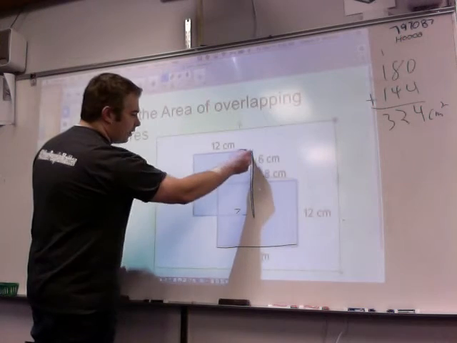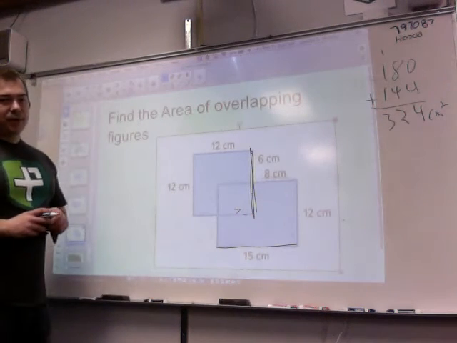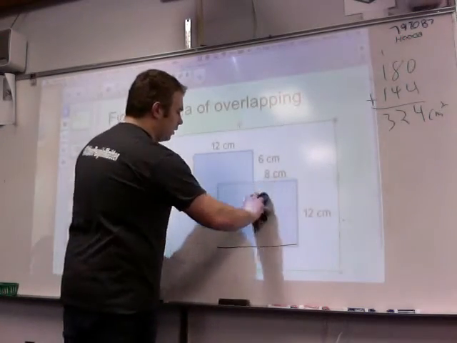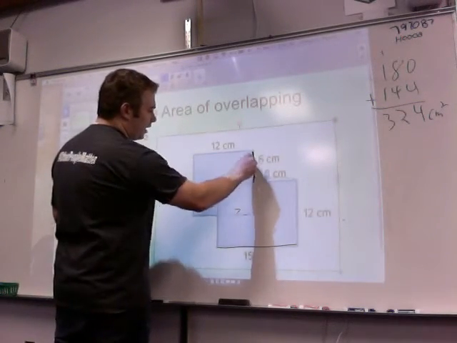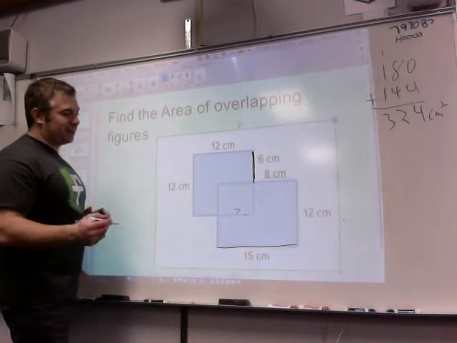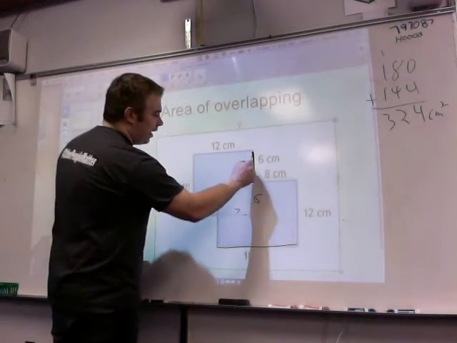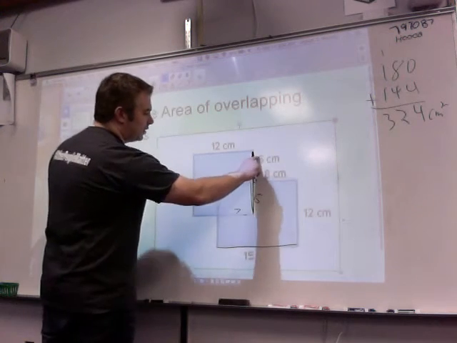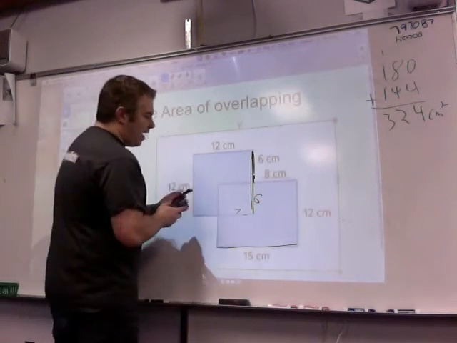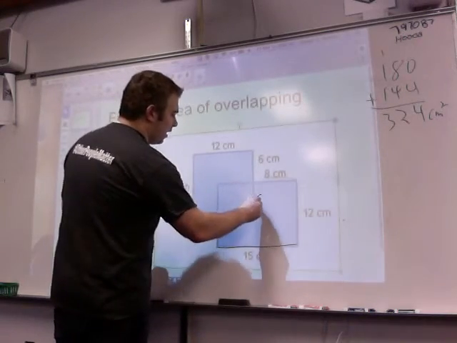This whole line right here is 12 centimeters. Of those 12 centimeters, 6 of them are right there. So what plus 6 equals 12? Well, it's 6. So this whole line equals 12. I have 6 there, and then 6 there. So now I have my base and my height.